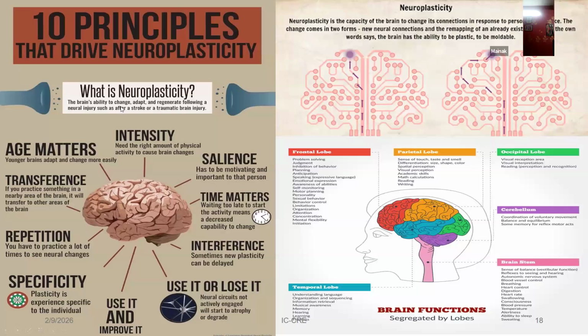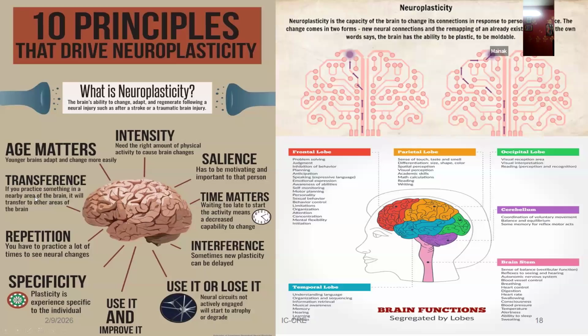Coming to another important part, neuroplasticity, which means how the brain changes with different learning and stimulus. It is the brain's ability to change, adapt, and regenerate following a neural injury, stroke, traumatic brain injury, or hearing impairment. First, age matters. The younger you are, the more plasticity there is. After 3 years, the critical age of language learning is over, so there will be deterioration, or a lack of neuroplasticity.